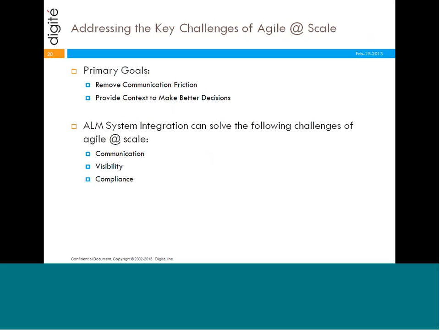All right. So some of the goals for achieving agile at scale is really, first of all, to remove communication friction, and secondly, to provide the overall context through greater visibility to make better decisions. And ALM systems integration can solve these challenges by addressing the communication, visibility, and compliance requirements.